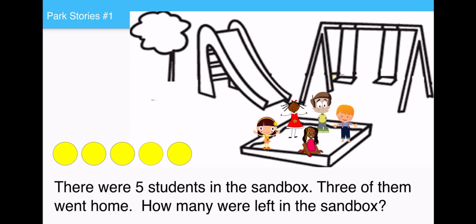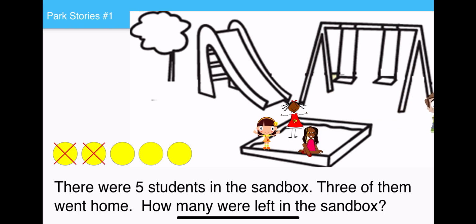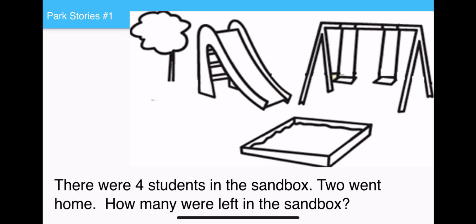So I want you to count out 3 and then pull them away. As I X them, you count them. Ready? 1, pull it away. 2, pull it away. 3, let's pull that one away. How many counters are left, friends? That's right, 2. So there are 2 friends left in the sandbox. Nice work. Now it is your turn. Let's see what you can do.